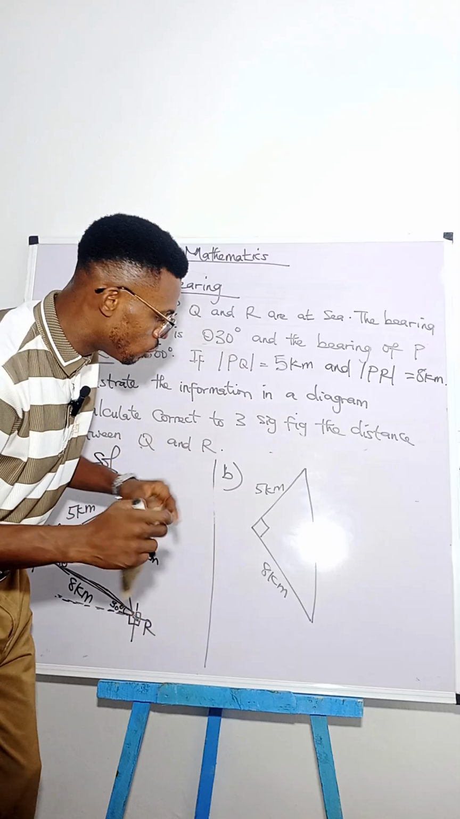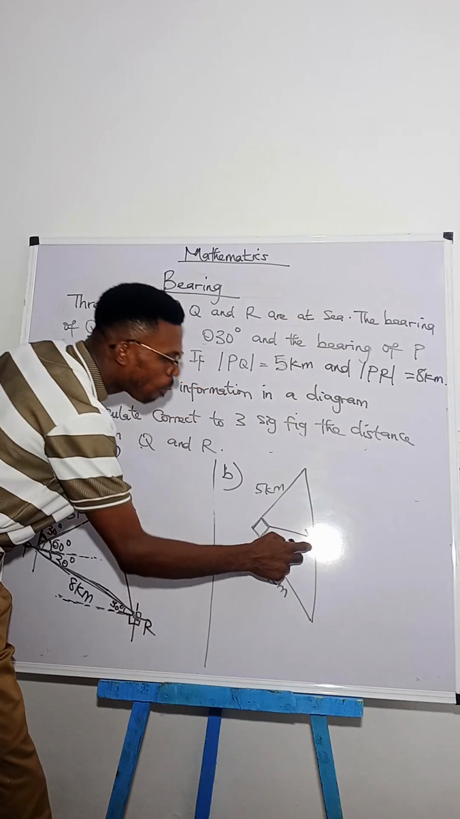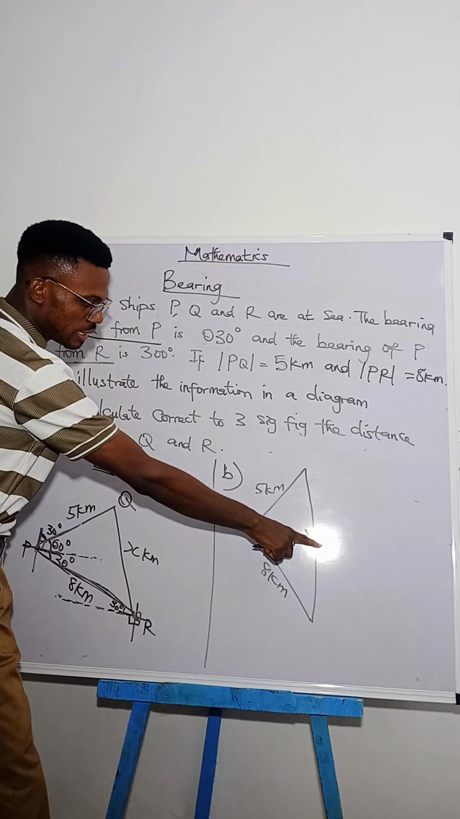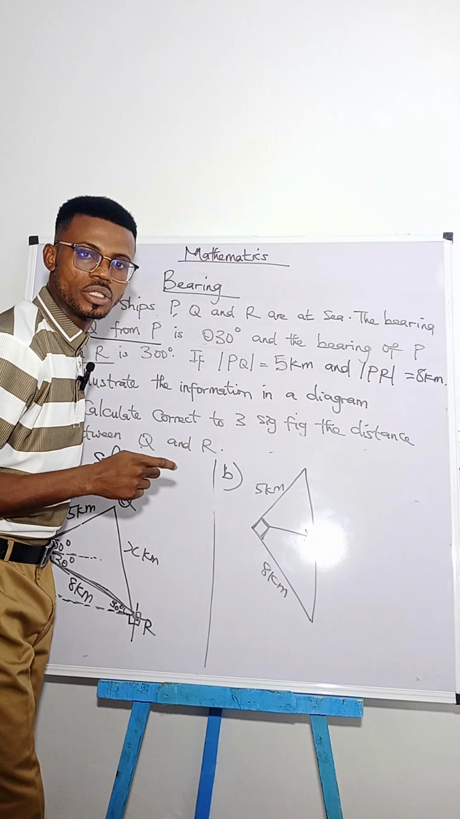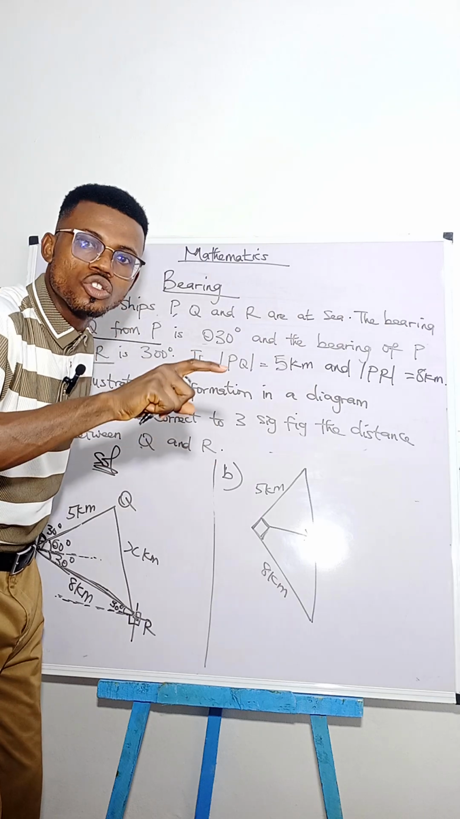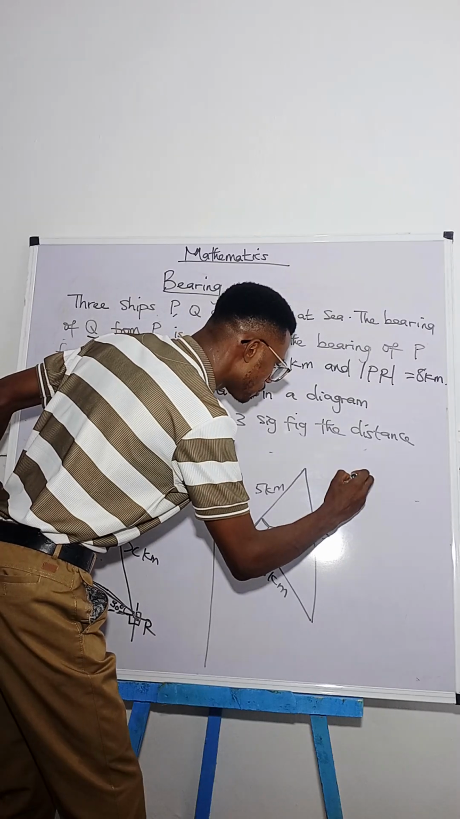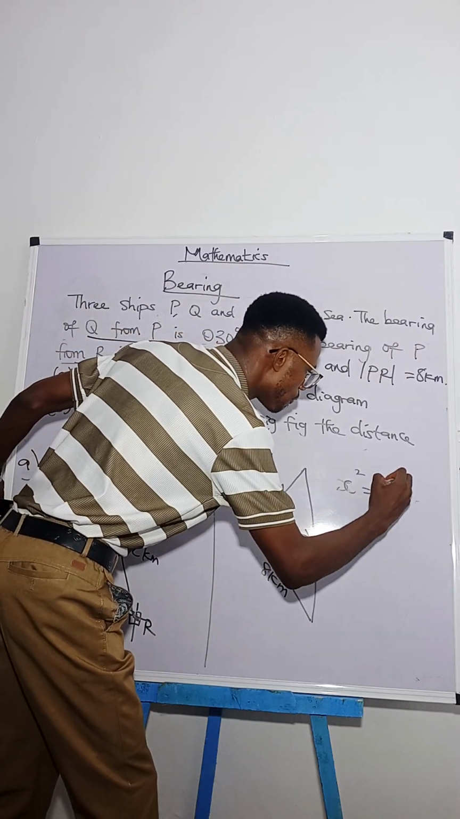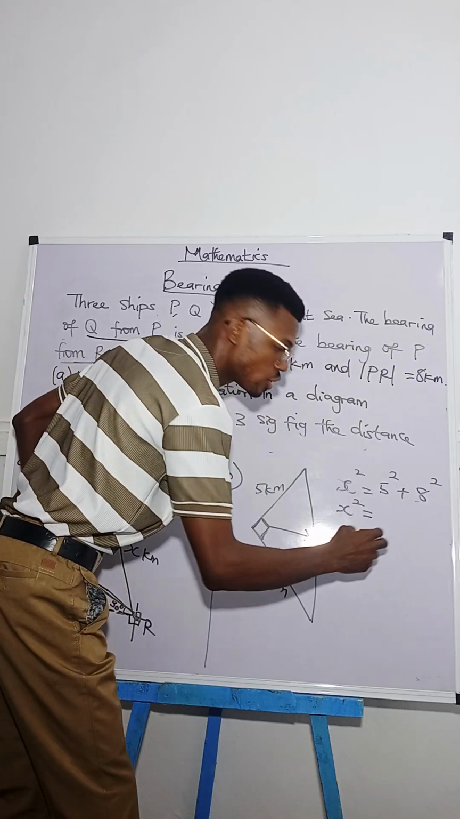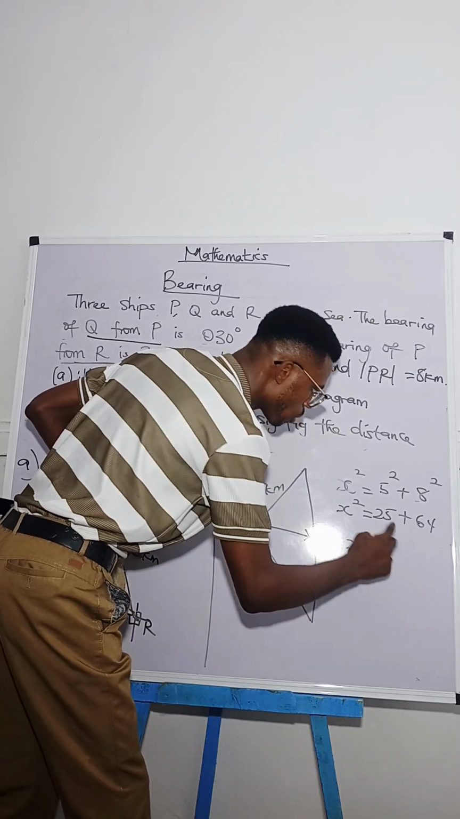Now, the side unknown, is it the hypotenuse, the long side, or one of the two short sides? How do I know the hypotenuse? The side directly facing the 90 degrees, directly opposite it, is always the hypotenuse. In this case, it means that x is the hypotenuse. And when I'm looking for the hypotenuse, it becomes the sum of the squares of the other two sides. So x squared equals 5 squared plus 8 squared. What is 5 squared? 25. What is 8 squared? 64. So x squared is equal to 25 plus 64.